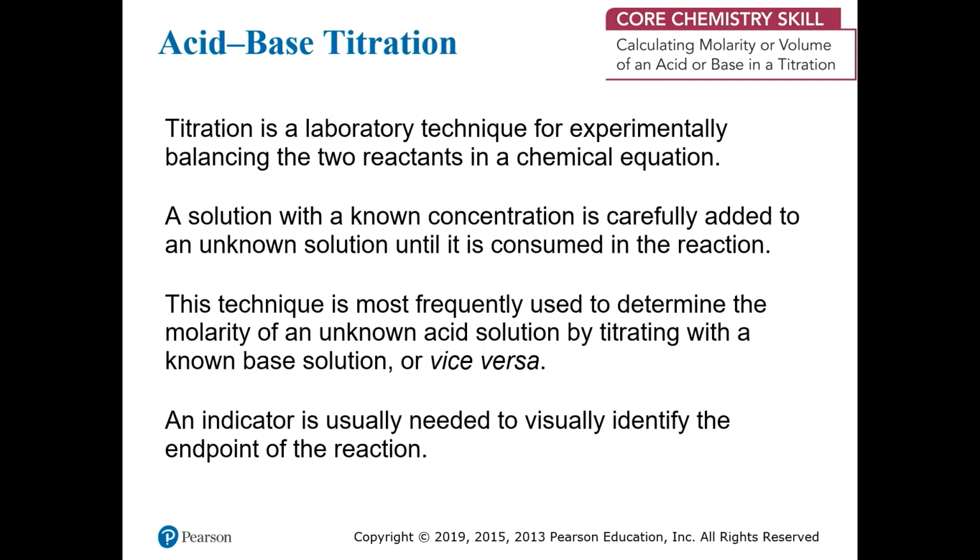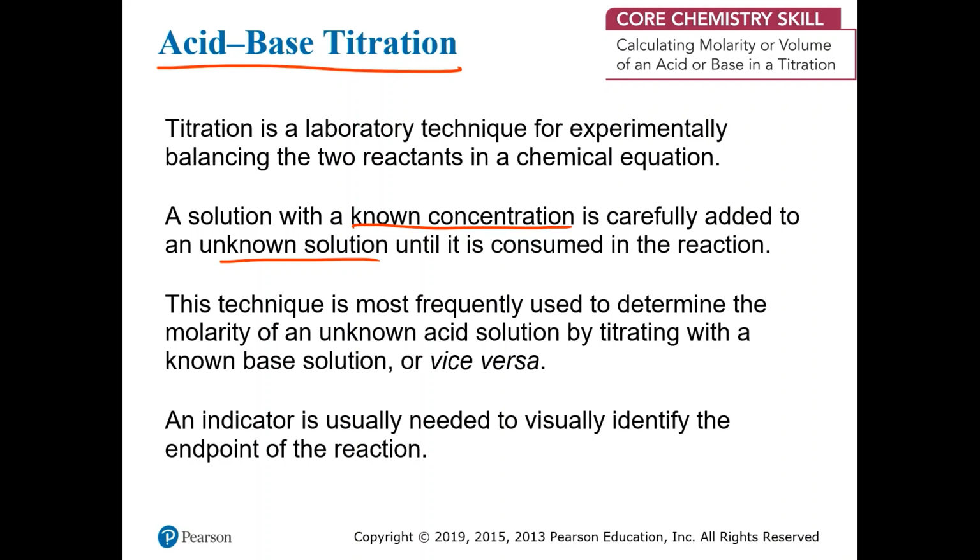This brings us to the common laboratory technique called an acid-base titration. In chemistry, a titration is a way to experimentally balance the two reactants in a chemical equation. You have a solution with a known concentration, and you carefully add it to a solution of unknown concentration. By carefully adding it and measuring the volume it took to complete the reaction, you can then calculate the unknown solution from the known solution. This requires you to know the exact chemical equation between the two substances and very carefully control your concentrations and the volumes measured for both substances.